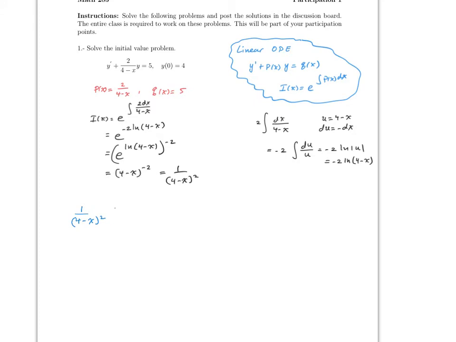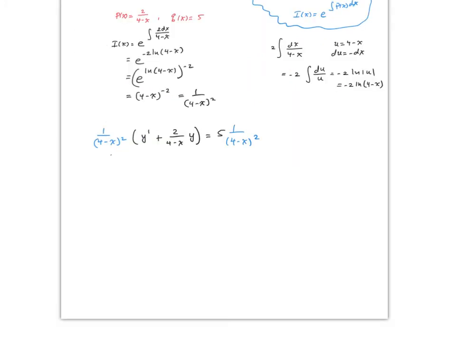Okay, so now we multiply both sides by that, so you're going to have 1 over 4 minus x squared times the original equation, and you multiply it on the other side too. And remember that the left side is easy to simplify, and the only part you have to technically integrate is the right side. By that I mean that this is going to become the integrating factor, which is this, times y prime, and then this side you have 5 divided by 4 minus x squared.